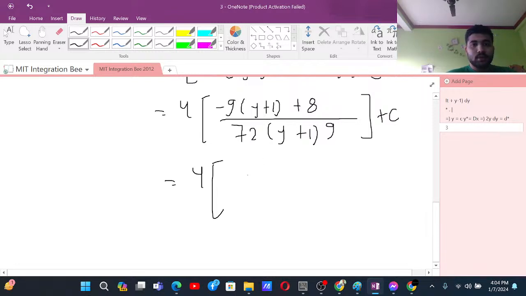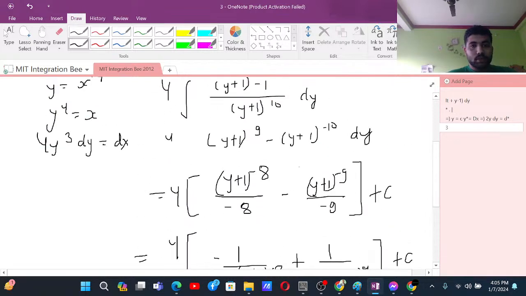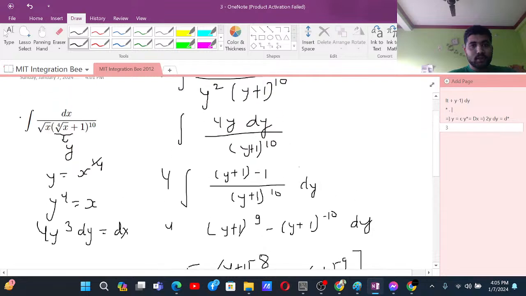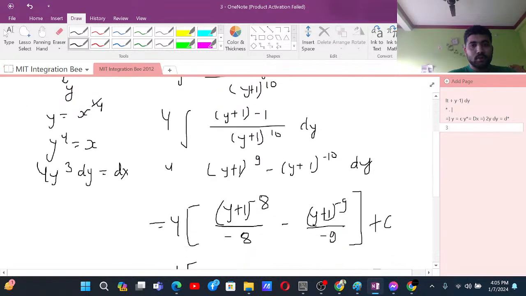Isn't that y plus 1? Again, let's find that. That is minus 9y minus 9 plus 8. But why does it not match with the answer key? Wait, did I again make a mistake? No, I did not.